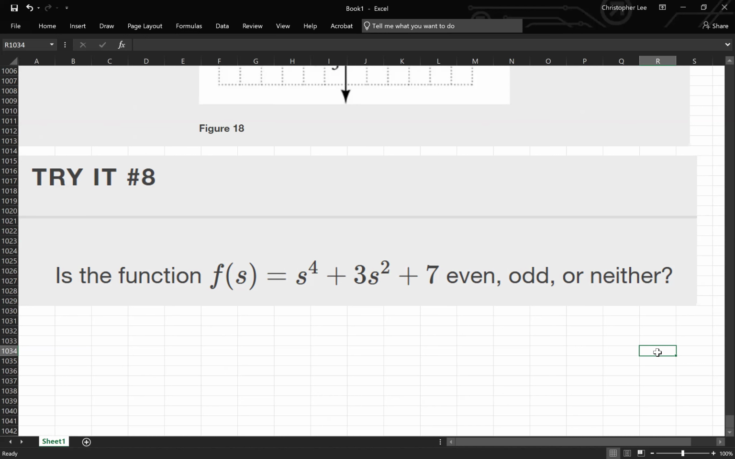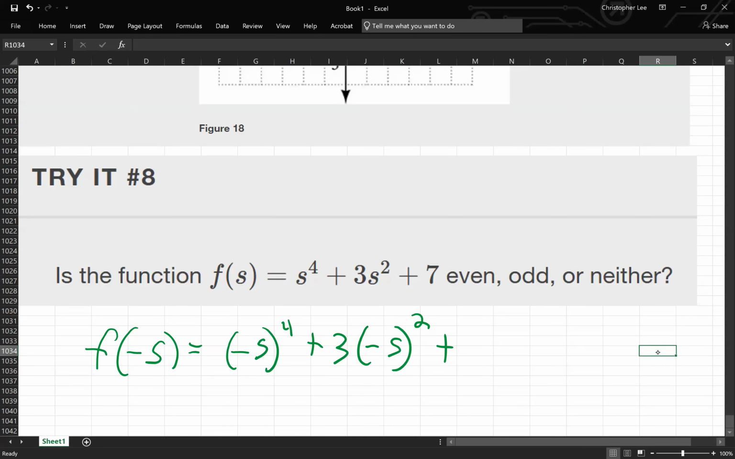Well, you could plug in negative s to prove that it's even. So f of negative s would give me what? Negative s to the fourth plus 3 times negative s squared plus 7, right? This is going to be still s to the fourth plus 3s squared plus 7. So this is even.